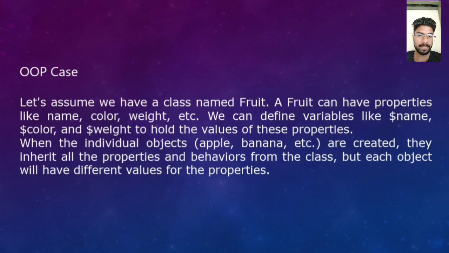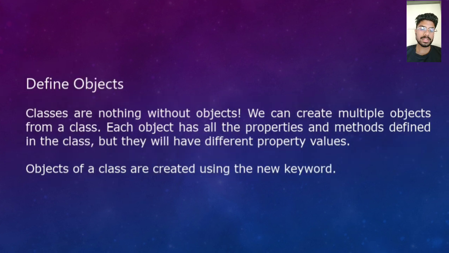OOP case. Let's assume we have a class named Fruit. A fruit can have properties like name, color, weight, etc. We can define variables like name, color, and weight to hold the values of these properties. When the individual objects apple and banana, etc. are created, they inherit all the properties and behaviors from the class. But each object will have different values for the properties.